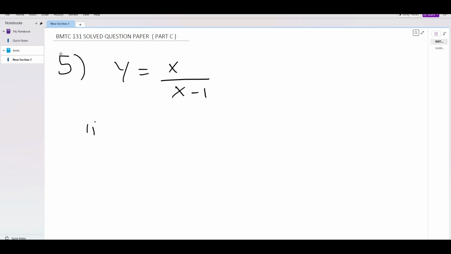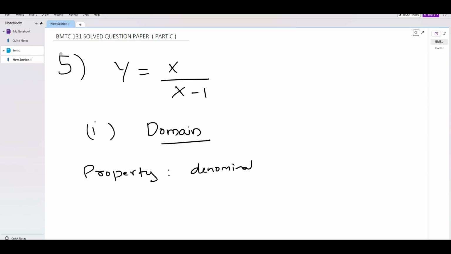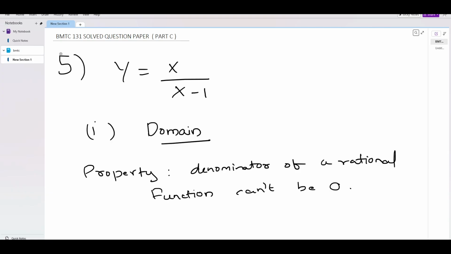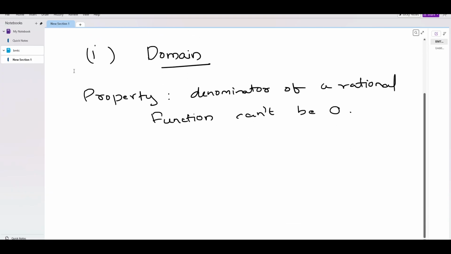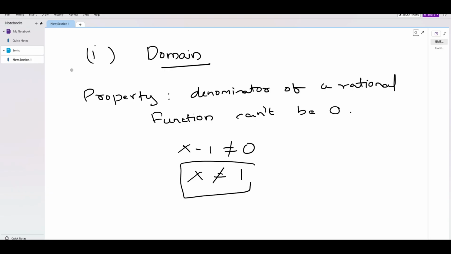So the first thing we trace is domain. The property for domain is that the denominator of a rational function cannot be 0. So the denominator is x minus 1. x minus 1 not equal to 0, that is x not equal to 1. Domain is this.